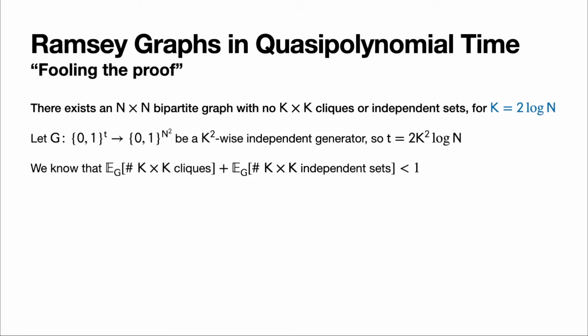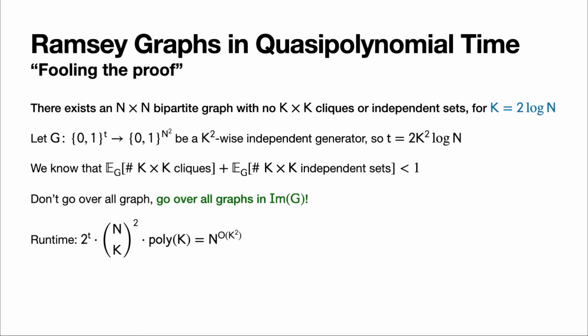And the same proof works. So now, instead of enumerating over all graphs, we can just enumerate over the image of G, the generator for the k-wise independent distribution, right? And now the runtime is dominated by 2 to the t, which is big N to the O of k squared. Okay? So it's quasi-polynomial in the number of vertices.